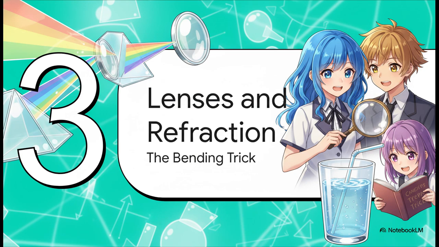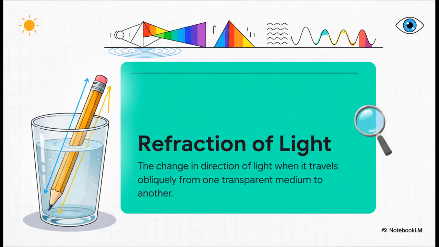All right, moving on. We've mastered the bouncing game of reflection. Now it's time for light's second amazing skill, the bending trick, also known as refraction. This happens when light travels from one transparent material into another, like from air into water. It doesn't keep going straight. It actually bends a little. So, the official definition is pretty straightforward. Refraction is the bending of light as it passes from one transparent medium to another.